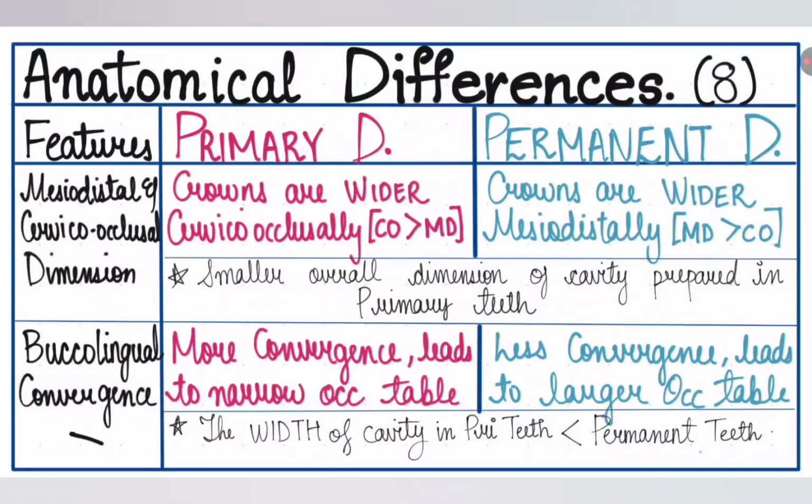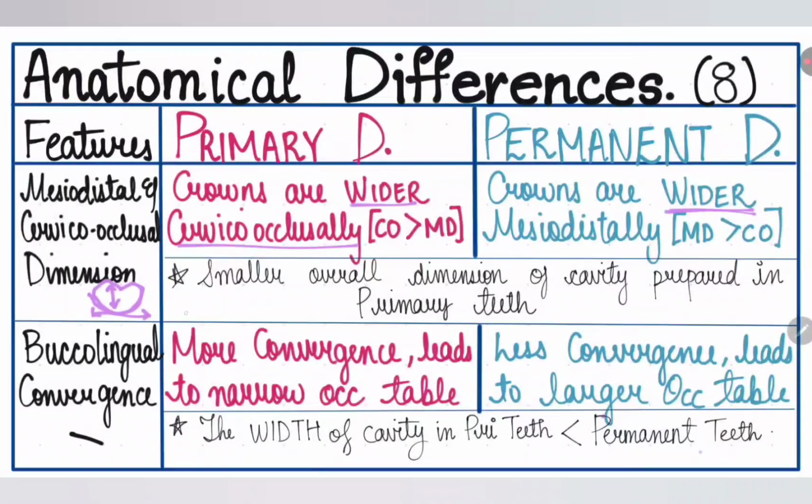The first we have is the mesiodistal and cervico-occlusal dimension of the crown. In primary dentition, the crowns are wider cervico-occlusally, right? So the cervico-occlusal dimension is a little more than the mesiodistal dimension. What do we mean? If this is a crown, we have a better diagram ahead. But just for your understanding, the cervico-occlusal dimension will be more in primary dentition, whereas the mesiodistal dimension will be more in the permanent dentition. Here the crowns are wider mesiodistally, right?